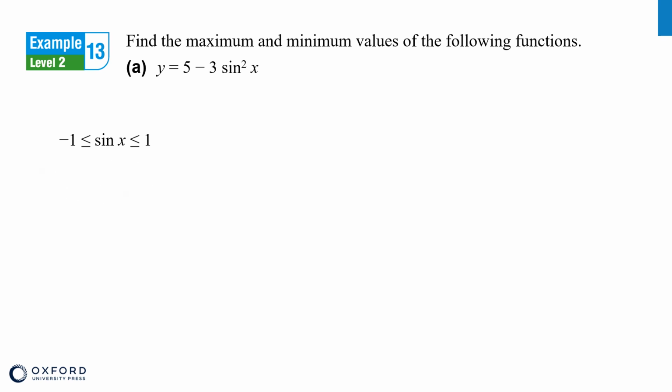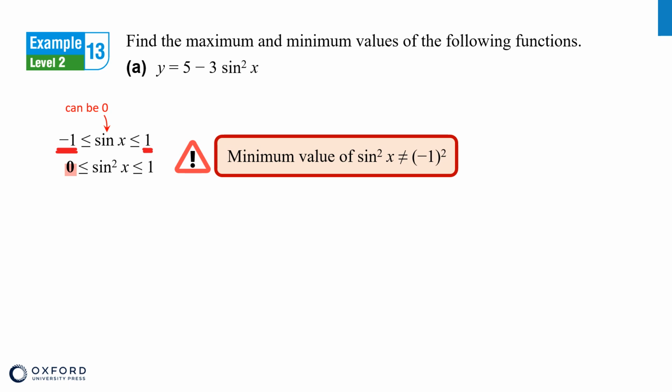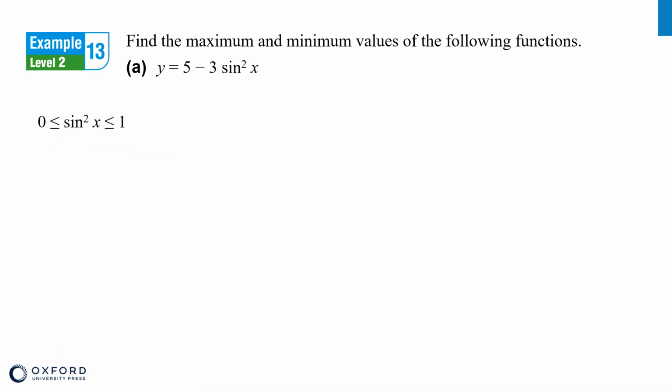Think about it. The value of sine of x is between negative 1 and 1. That means it can be 0. So actually, the minimum value of sine squared of x is 0. That is, the values of sine squared of x are between 0 and 1. Then the remaining steps are simple.